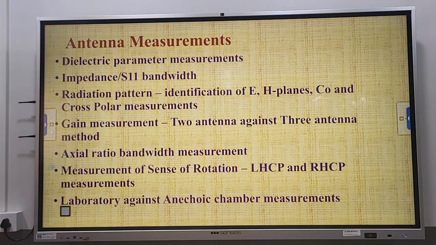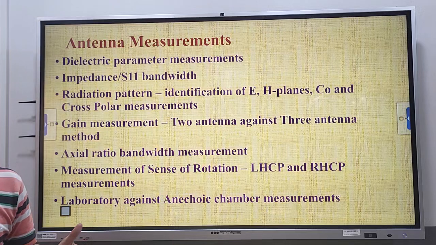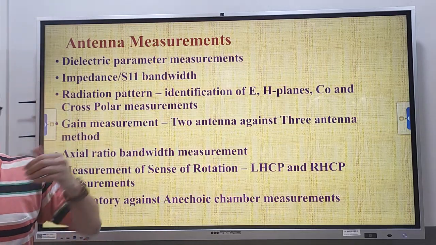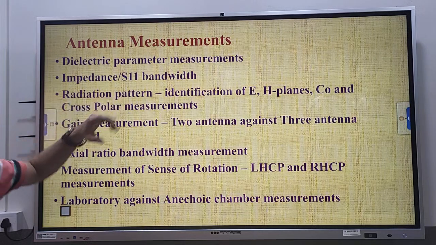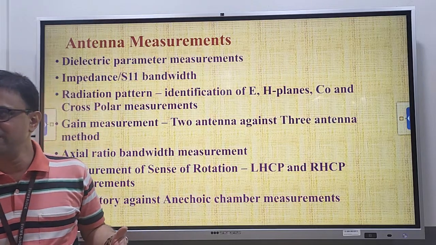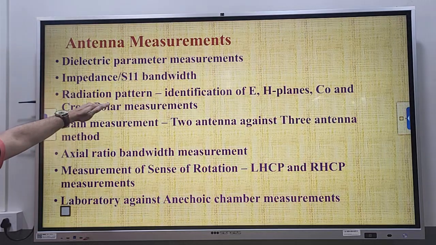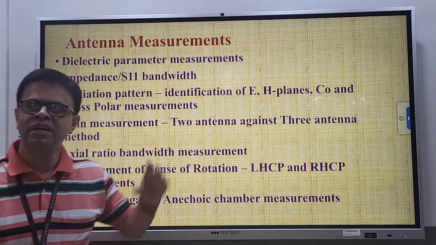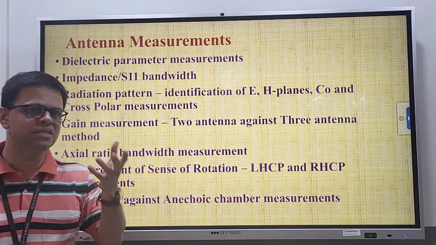The last topic which remains is the antenna measurements. We do have separate videos related to the gain measurement and the radiation pattern measurement. You can refer to those videos, and we also have videos related to the impedance bandwidth and S11 measurement, where using a VNA we have shown the procedure to measure the impedance bandwidth or S11 bandwidth of the antenna. Similarly, we have videos related to the pattern measurement, E-plane and H-plane identification, as well as the gain measurement, the 3 antenna measurement method, which students implement during the radiating system course in semester 6.